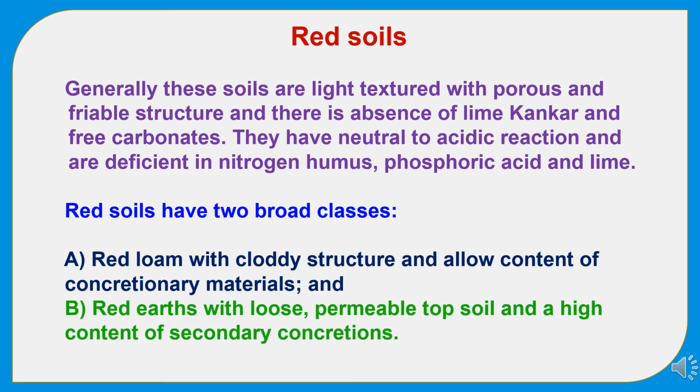Red soils. Generally these soils are light textured with porous and friable structure, and there is absence of lime kankar and free carbonates. They have neutral to acidic reaction, and these soils are deficient in nitrogen, humus, phosphoric acid and lime. Red soils are broadly divided into two classes. First one is red loam with cloddy structure and low content of concretionary materials, and second, red earths with loose permeable topsoil and a high content of secondary concretions.